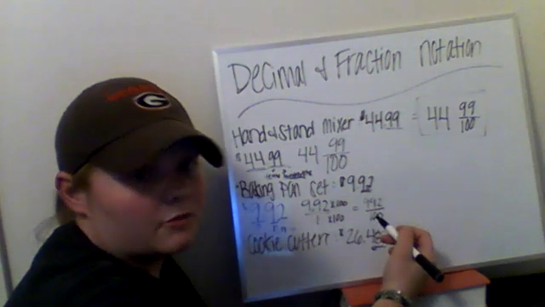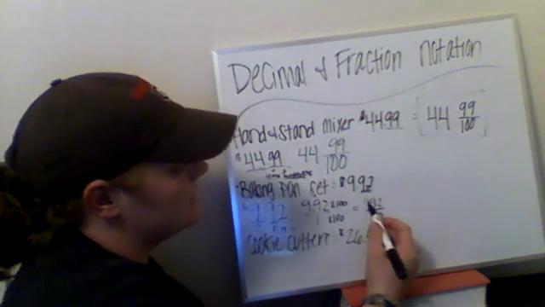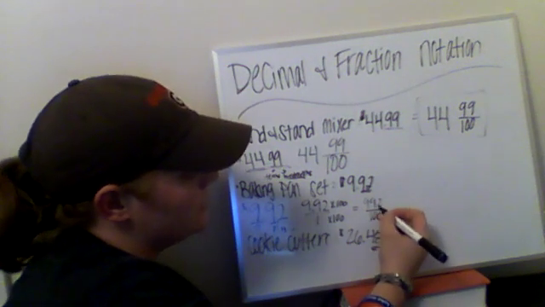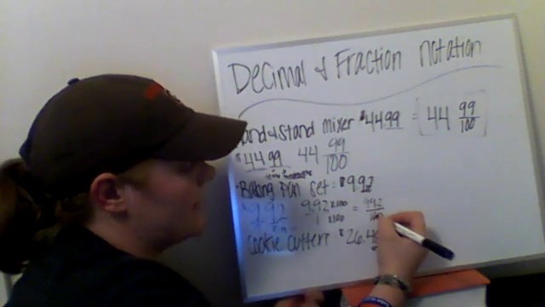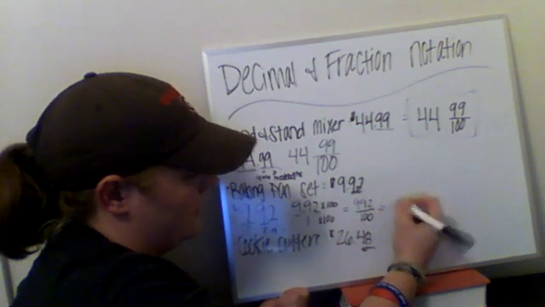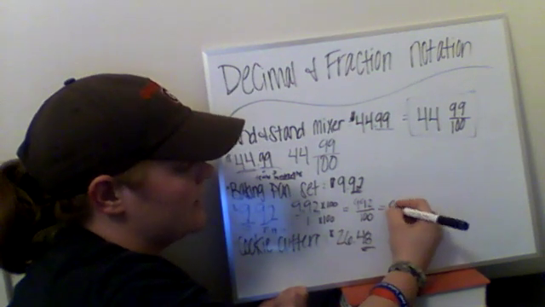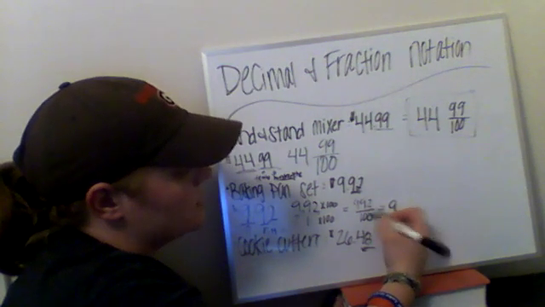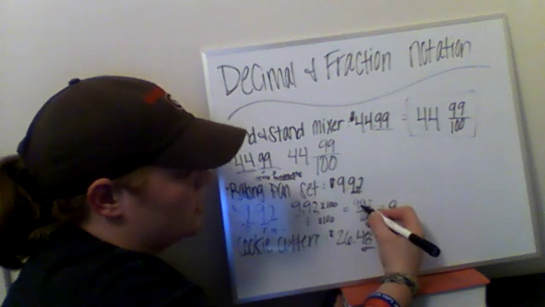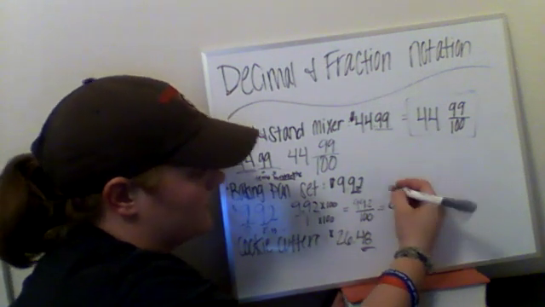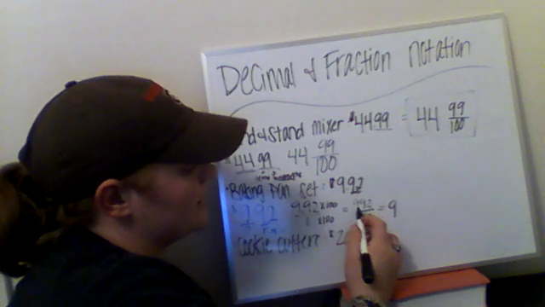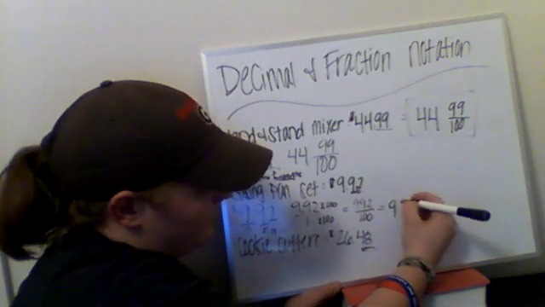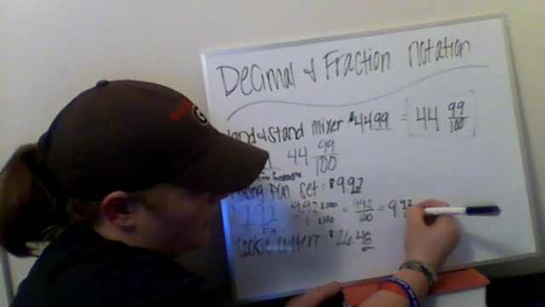And to get rid of an improper fraction, you have to figure out how many times 100 goes into 992. 100 goes into 992 9 times. So I'm going to put my 9 out to the side because I'm trying to make this into a mixed number now. 100 times 9 is 900. So now what I'm left with is 92 because I subtracted 900 from 992, and now I just have 92. So now my fraction is 92 over 100.